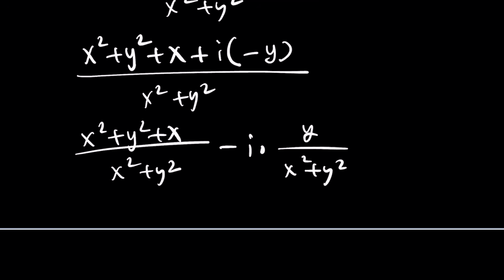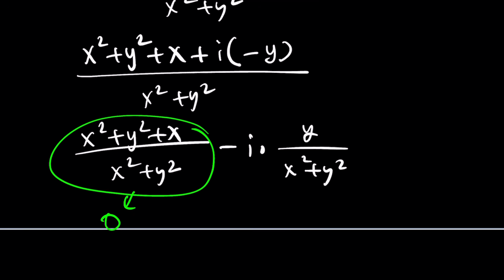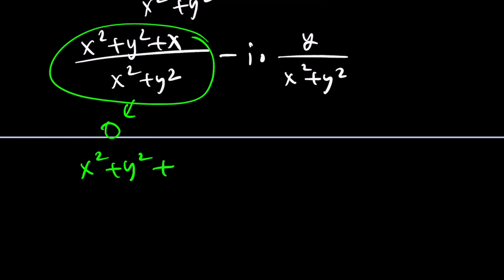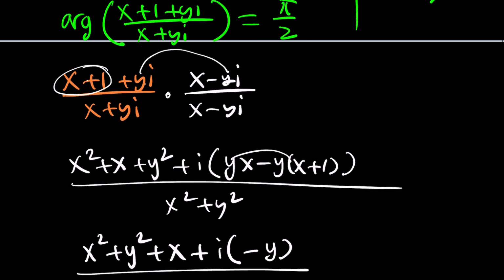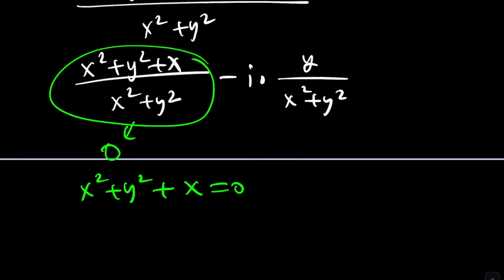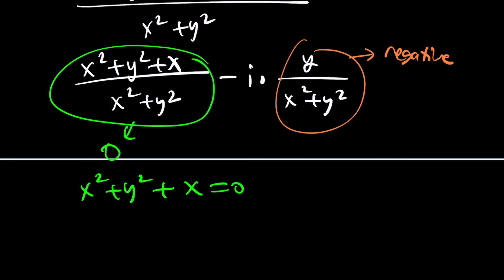Which means we do need this to be 0. Why? There should be no real part. Easy, right? And that means x squared plus y squared plus x is equal to 0. That's not the only condition you need. You also want the imaginary part to be greater than 0. Now what we notice here is when we multiply by x minus yi, we basically did get the product of xy, and then we did get the product of these two things, which is minus xy minus y. So we did get a minus yi here, which means this expression needs to be positive. But of course, there's a minus sign, which means y needs to be negative. Otherwise, your argument is going to be negative pi over 2 instead of pi over 2.